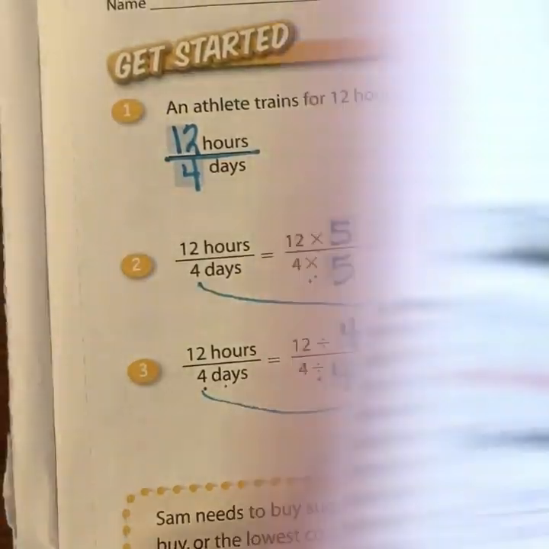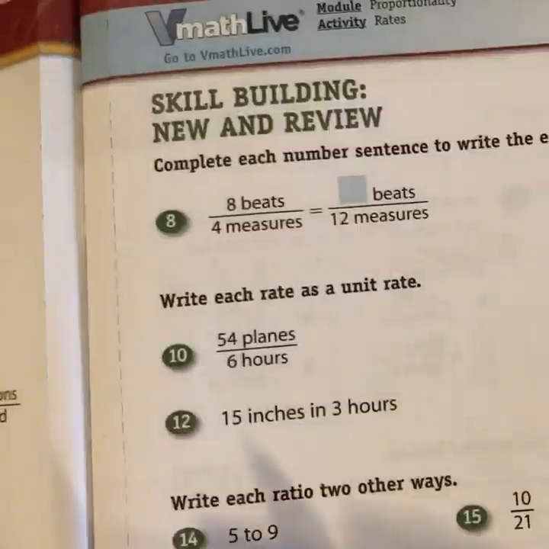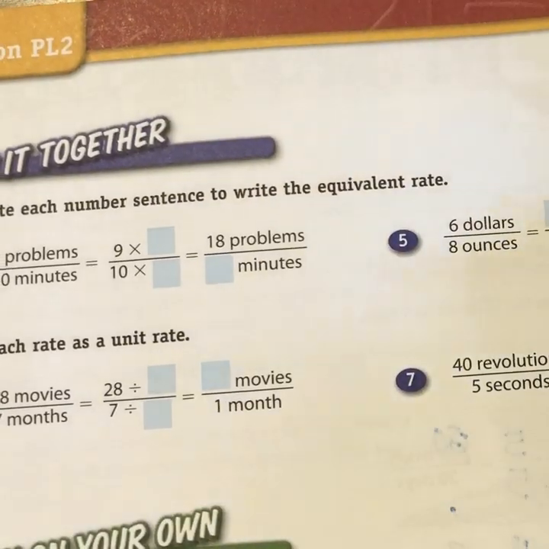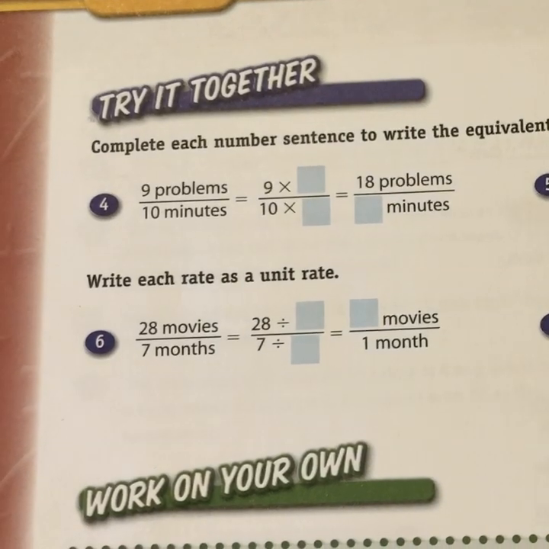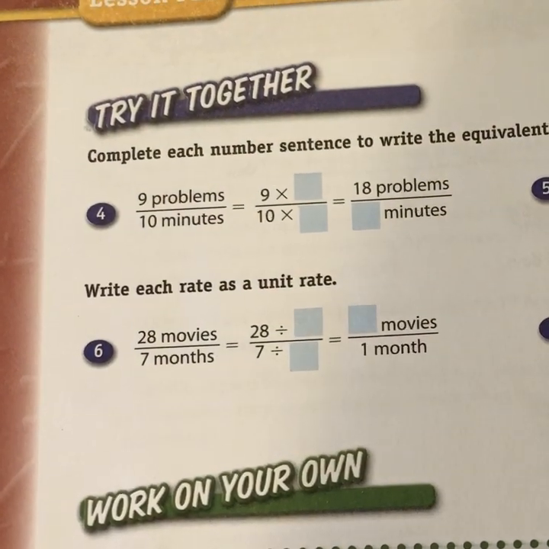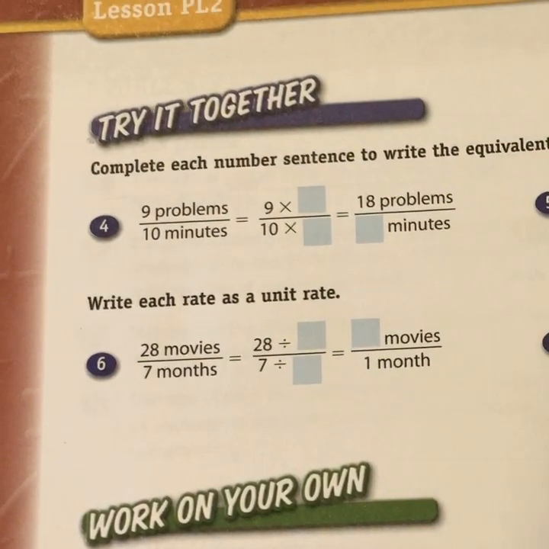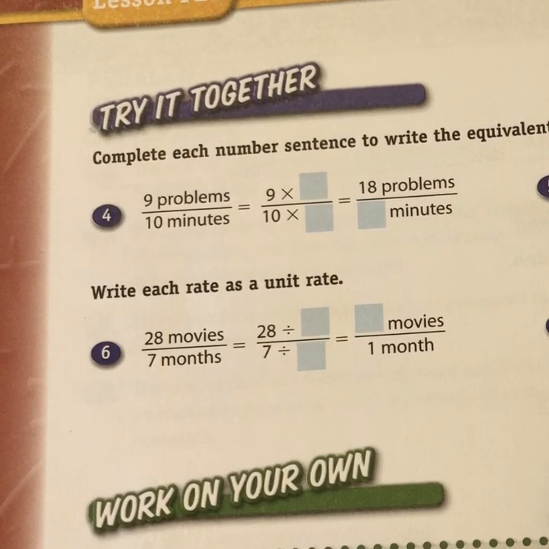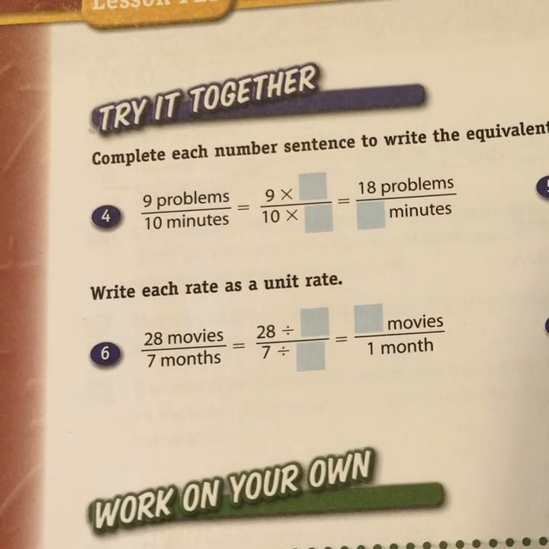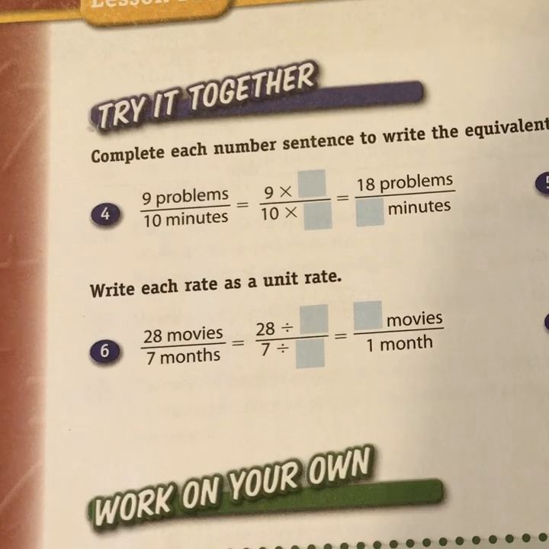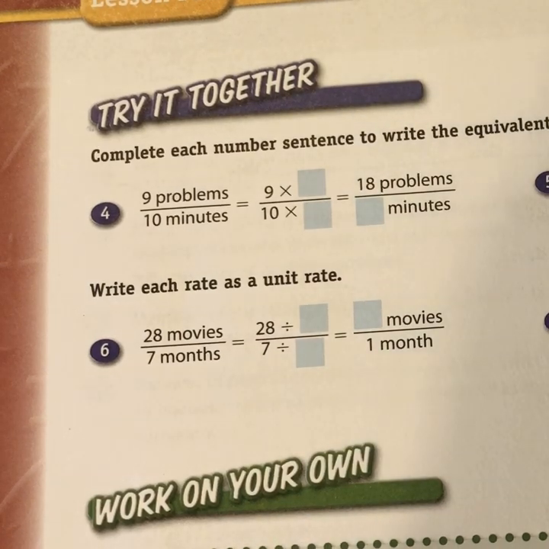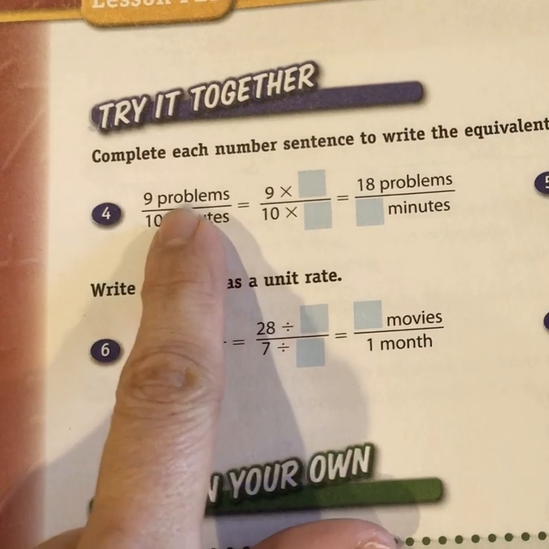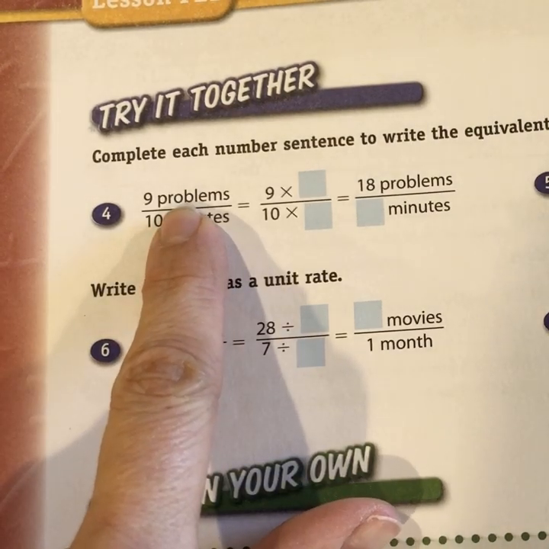So we're going to go and we're going to turn the page. All right. And I'm going to do these with you. Okay. So let's look at number 4. It says complete each number sentence to write the equivalent ratio. All right. So what is the numerator in number 4? The numerator is 9.